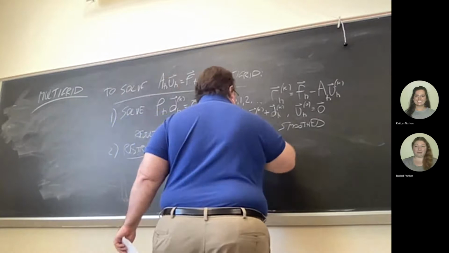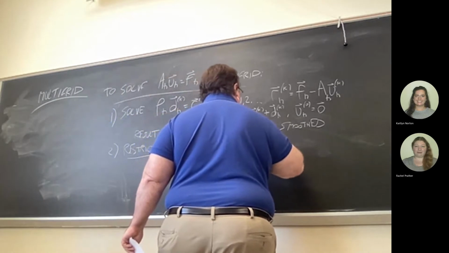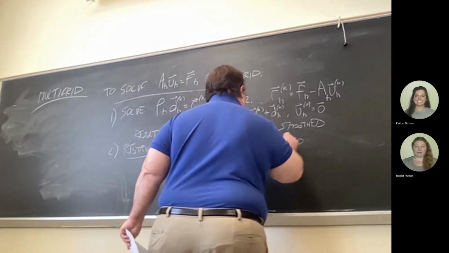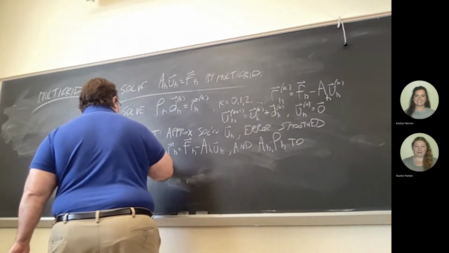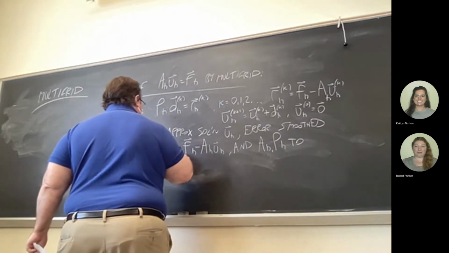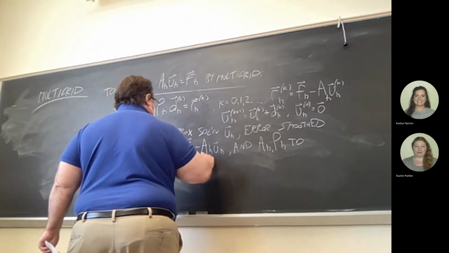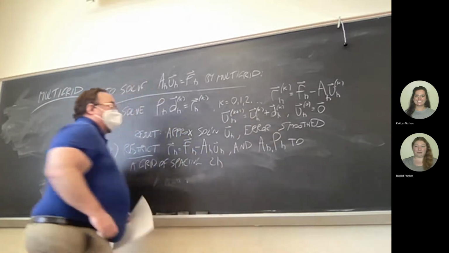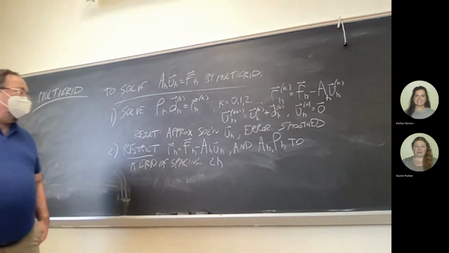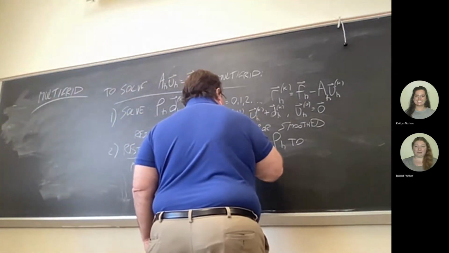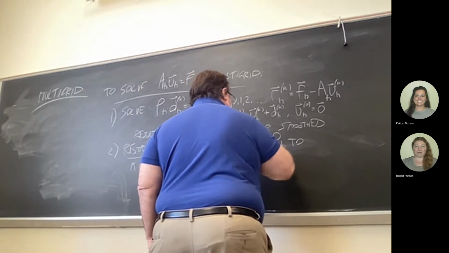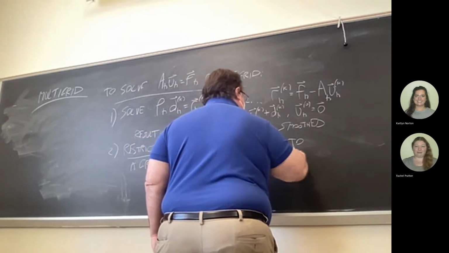And any matrices involved, AH and PH, to a coarser grid of spacing 2H. So half as many grid points. So from that restriction process, you now have these vectors R2H and a matrix A2H and P2H.